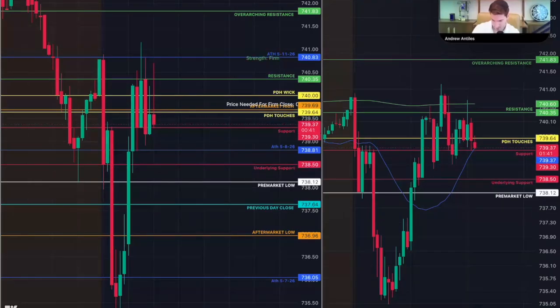45 seconds, team. 729. Firm candle close below 739.30. Sizing very small again, team. Going to keep myself green on the session if possible. And obviously staying away.